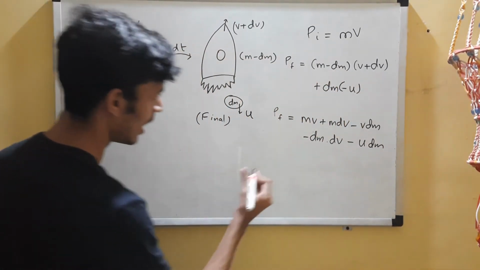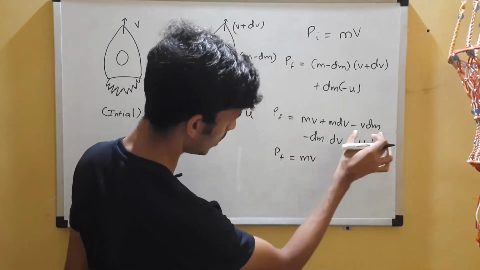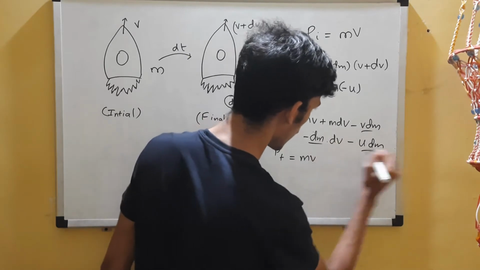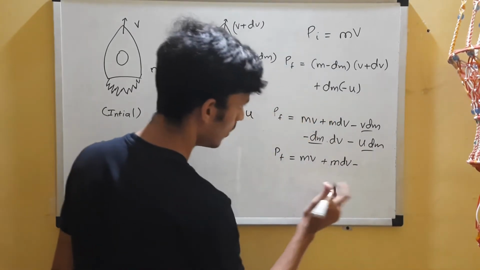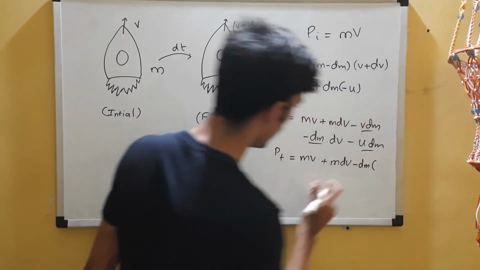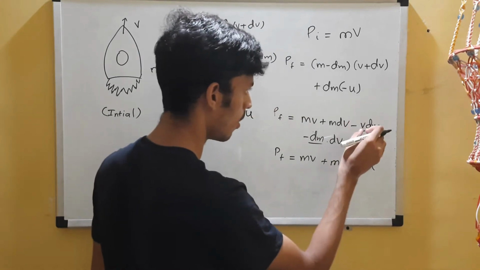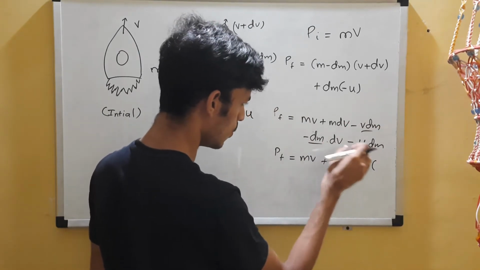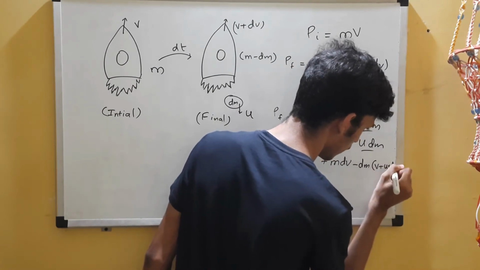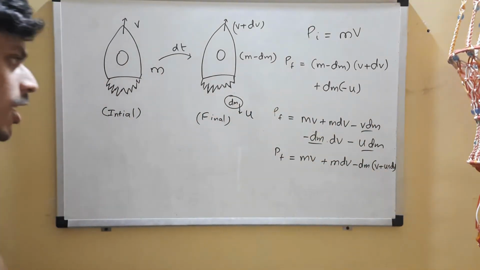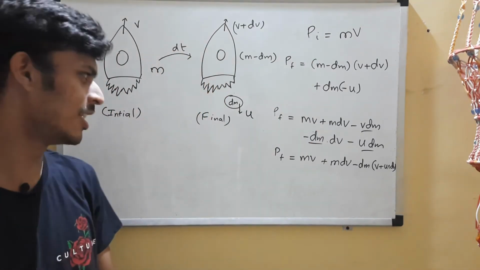Okay, and now we can take dm common from these three terms. So mv plus m into dv, and here we have dm common, so we are left with v plus u. We have taken minus dm common, so v plus u plus dv is what we are left with. So this is the final momentum on simplifying, and this is the initial momentum.